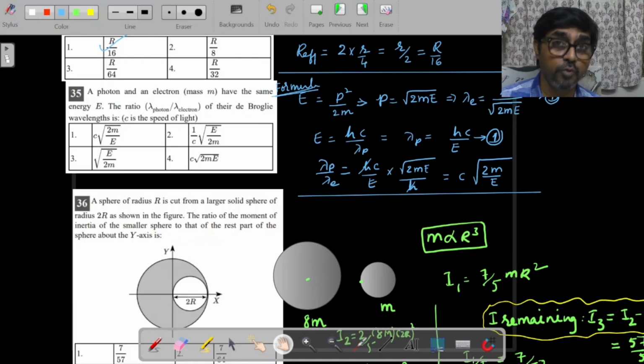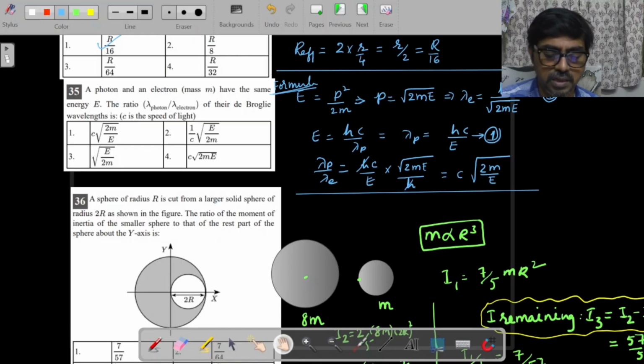But when you go to photon, energy is not p square by 2m, it is going to be hc by lambda. So hc by lambda is the energy, and lambda for photon we will calculate, that is hc by E, and that is the second part there. Now they are saying that the energy is the same, energy of the first part is the same as energy of the second. So I am taking the same E there.